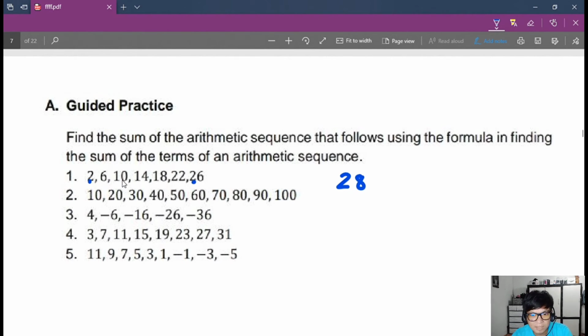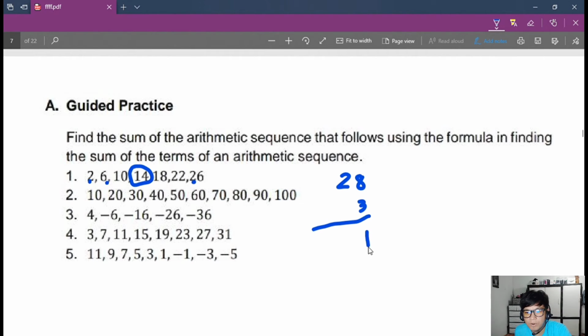28. So, ilang pairs ba meron? 1, 2, 3. Okay. May sobra na isa. So, ang gawin natin, yung gitna, i-add na lang itong 14. So, there are how many pairs? There are 3 pairs. So, times 3.